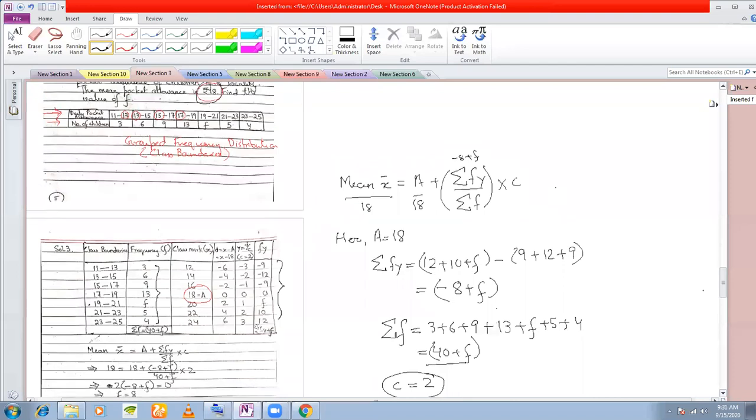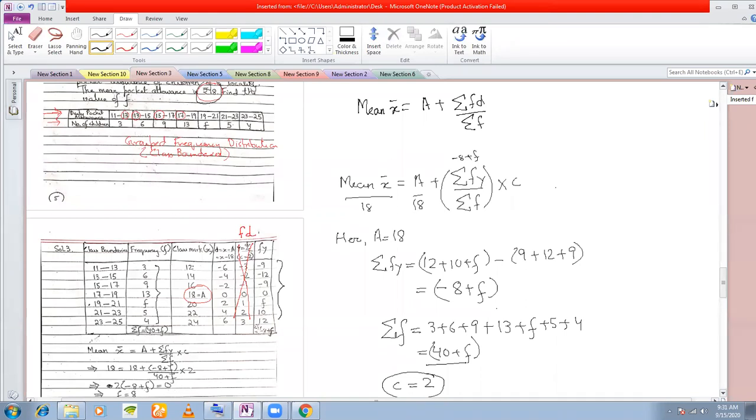Now remember, when a frequency distribution is given, I have used the step deviation method here. If you want, you can use the deviation method only. You can omit this column. Instead of this column, you can simply make the column for f into d. You can calculate fd and then use your formula for the deviation method. What is the formula for the deviation method? Mean x bar is equal to a plus sigma fd divided by sigma f. This is the formula for your deviation method or shortcut method.